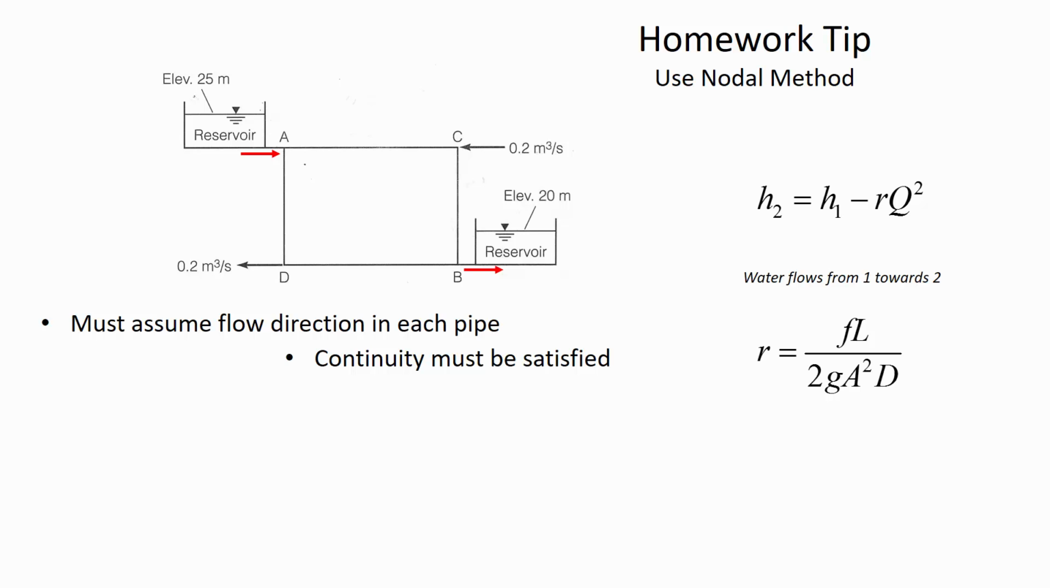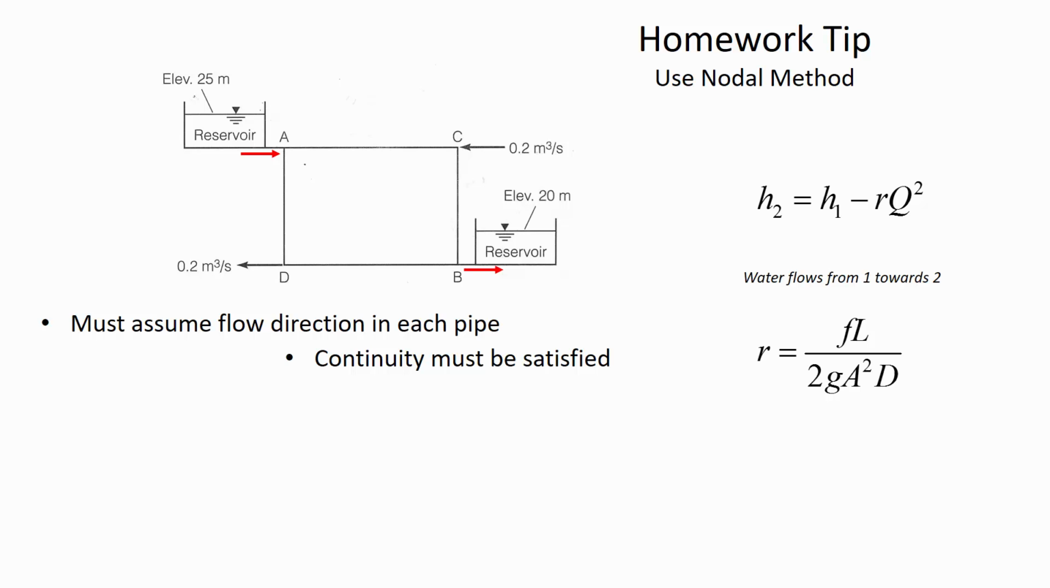And so then I would also say the head at C is the head at B, and now it's going to be plus, because I'm going opposite to flow, plus R Q squared. And the Q that I was talking about in this first equation was QAC, and the flow rate I was talking about in the second equation is QBC. And then the other thing I know is that QAC plus QBC is equal to 0.2.